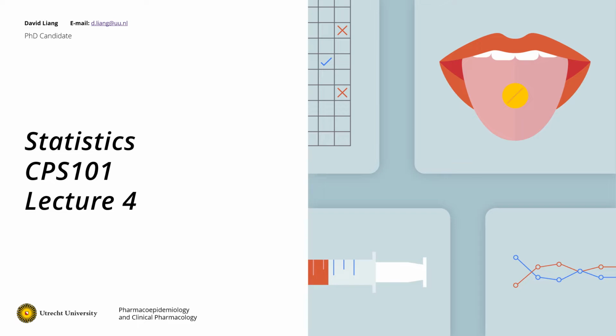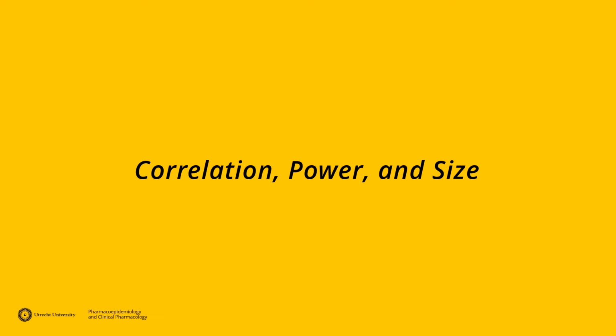So last lecture I talked a bit about hypothesis testing, and more specifically about the t-test and also the chi-square test. We also covered a bit about p-values and confidence intervals, and an example of hypothesis testing. In this lecture, I want to cover correlations, power analyses, and sample sizes, and how to calculate those. There are different ways to do that.